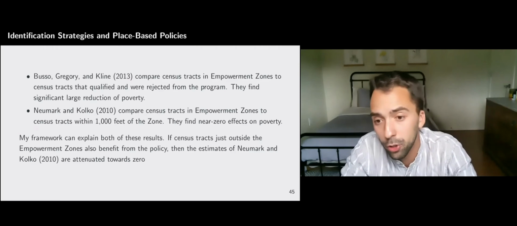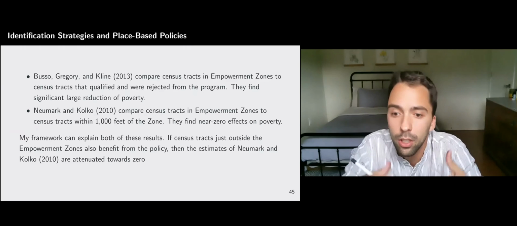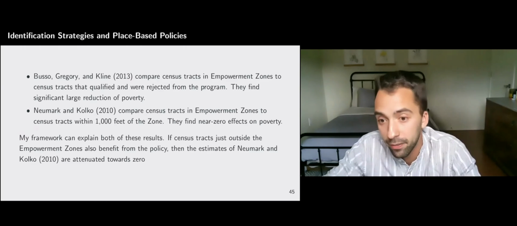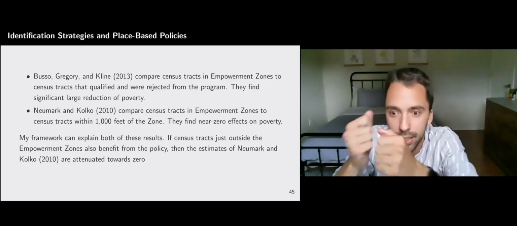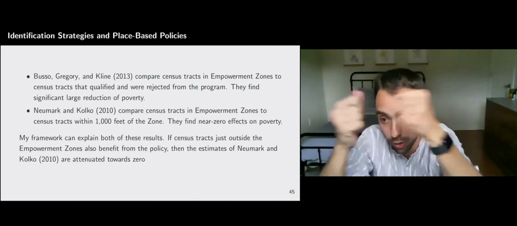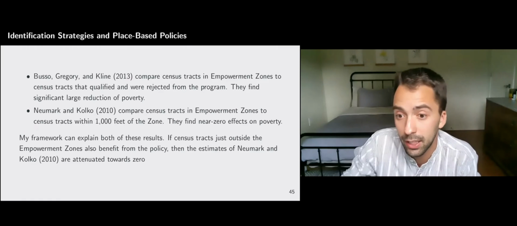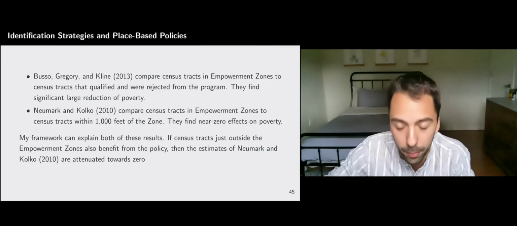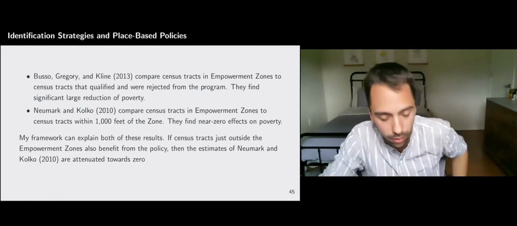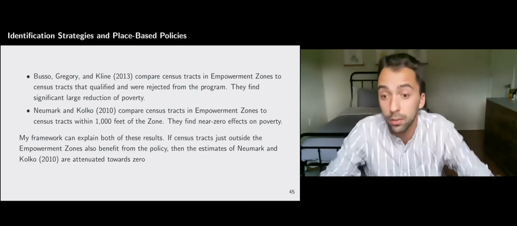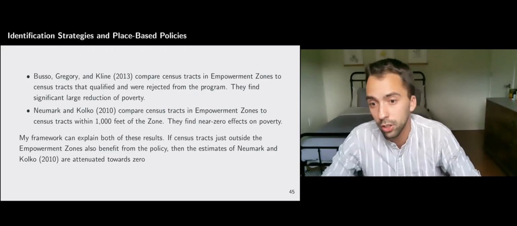And so my paper sort of provides a warning to people that are using this identification strategy of comparing just within and just outside the border of some sort of treatment assignment, to make sure to be able to justify that there are no spillover effects occurring. Because if there are, you're going to have a biased estimate.